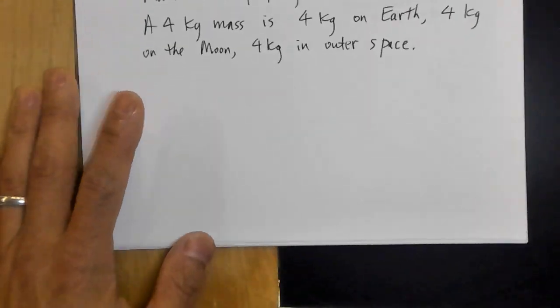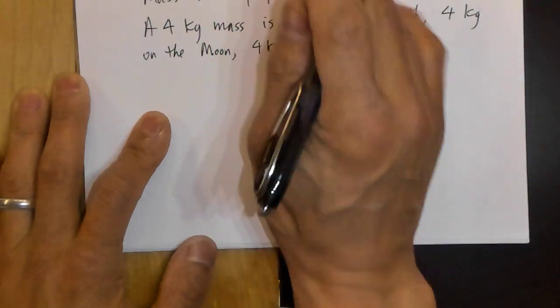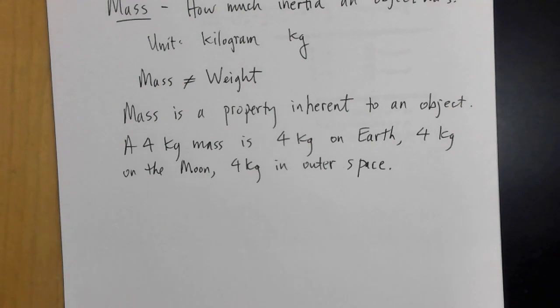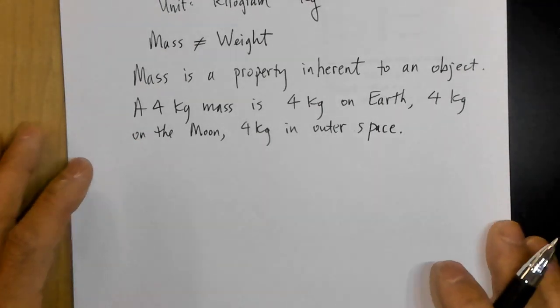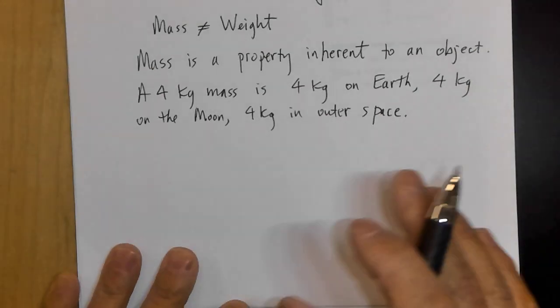Now, I'm saying that mass is not weight. Weight has something to do with gravity. Mass is just how much inertia it has, how much stuff. You just want to think very simply: it's how much stuff is in it.